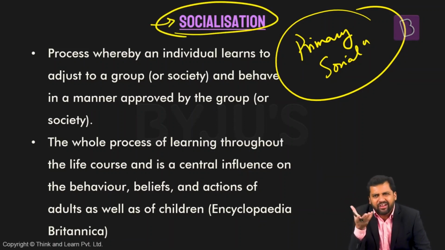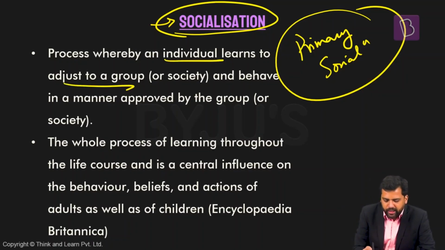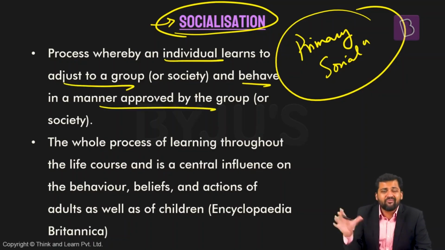But let's look at the formal definition of socialization. Socialization is a process where an individual learns to adjust to a group and behave in a manner approved by the group or society. Right? So some values and norms are out there. Through the process of socialization, you're learning these values, and accordingly you are behaving with others.